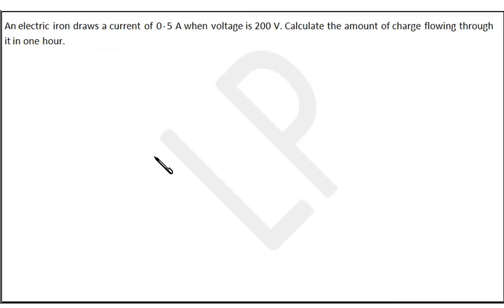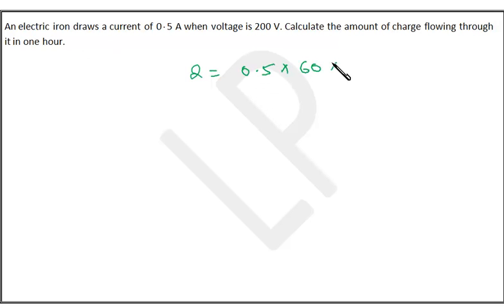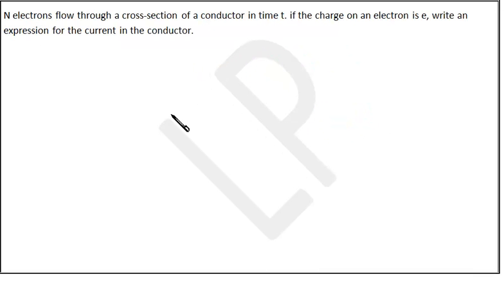Similarly, over here, an electric heater draws a current of 0.5 ampere when voltage is 200 volt. Calculate the amount of charge flowing through it in 1 hour. Same. Q is equal to I, that's 0.5, and time is 1 hour, that's 60 into 60, right? So 5 6s are 30, 36 are 180, and this 0. So it's 1800 coulomb, nothing else. Very simple.